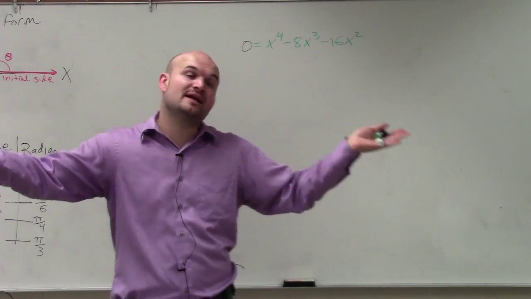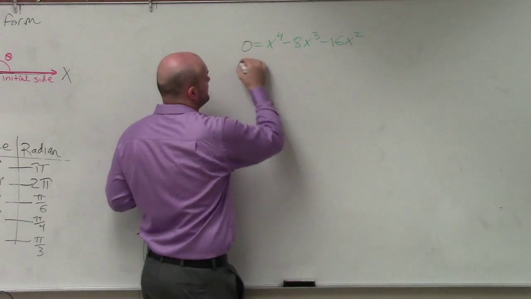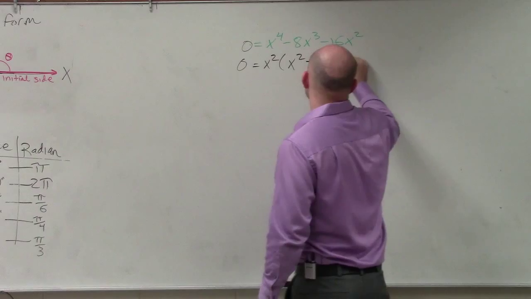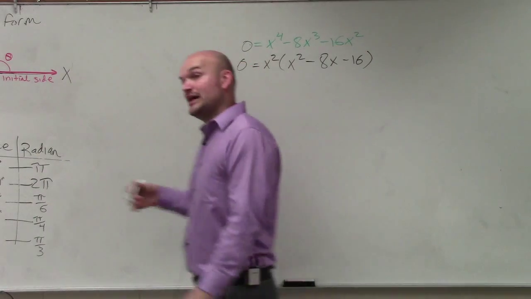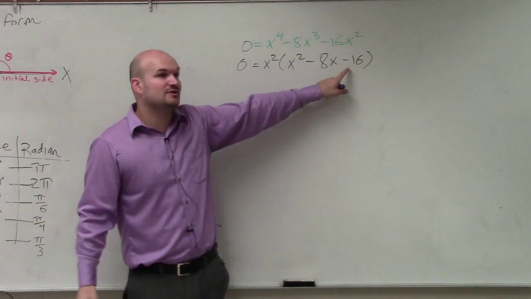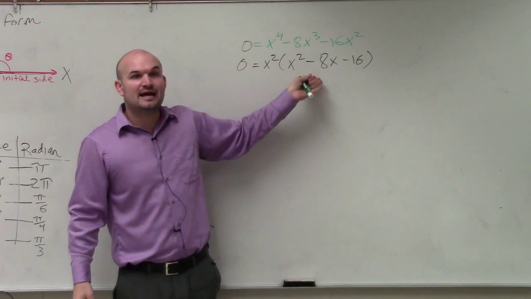Well, like the first problem that I did today, they all share an x squared. So I factor out an x squared. That leaves me with x squared minus 8x minus 16. Now, can I further factor down that trinomial? Yes, I can. What two numbers multiply to give you negative 18 and then add to give you a negative 8?